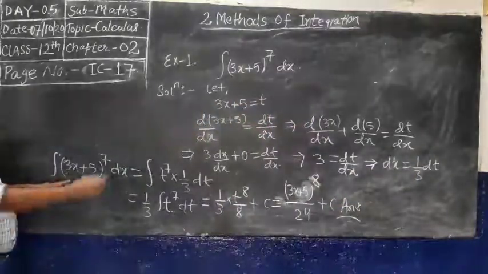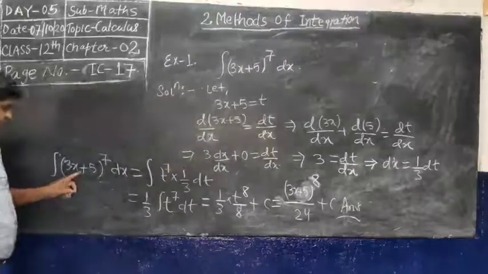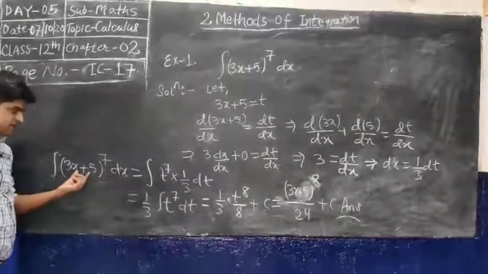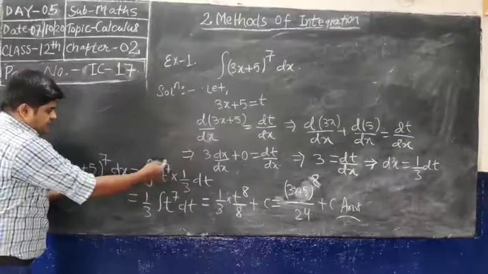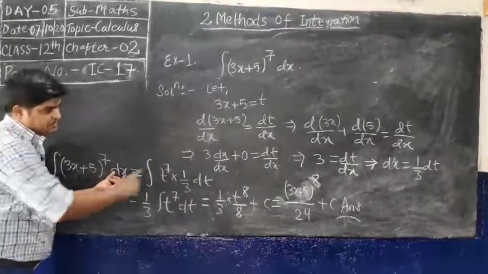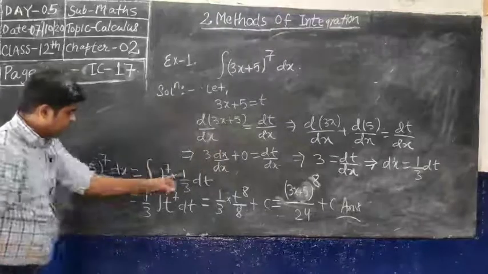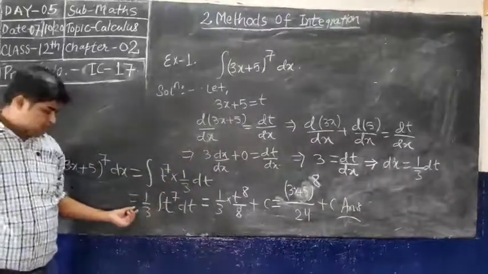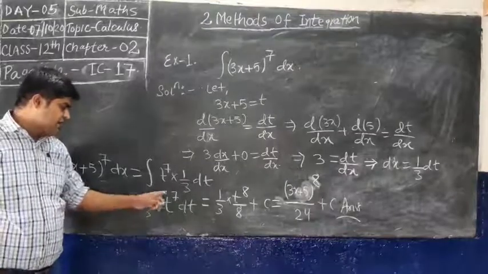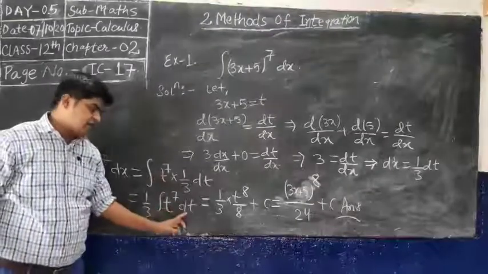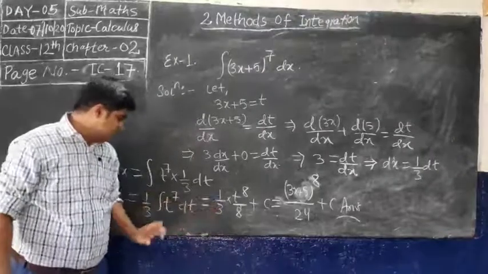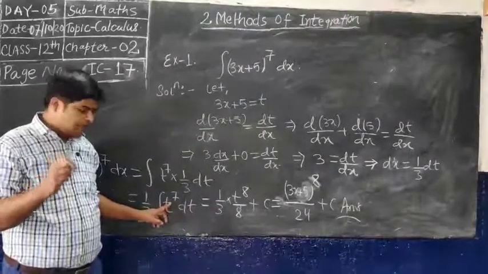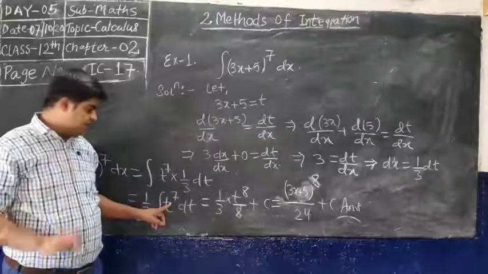Now you have to find the integration of (3x plus 5) to the power 7 dx. Now put the value of 3x plus 5 is equal to t, so t to the power 7, and put the value of dx, dx is equal to 1 by 3 dt. 1 by 3 is constant term, so you will separate the term 1 by 3 integration of t to the power 7 dt. 1 by 3, and you know the formula for x to the power n.